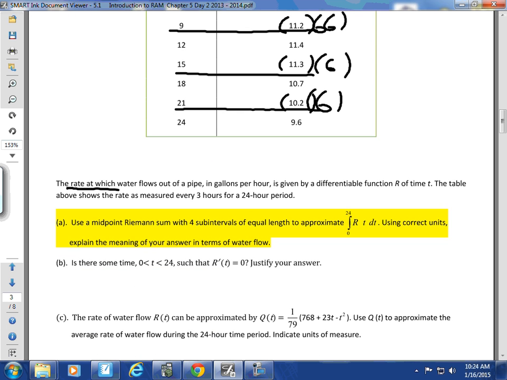Explain the meaning of your answer in terms of water flow. Not average. You didn't do any division here. It's the total number of gallons that have flowed out of the pipe. And is it the exact total? No. So you're going to have some number, I don't know what it is, but it's an approximation for the number of gallons that have flowed out of this pipe in the time interval from 0 to 24, in other words, over a 1-day period.